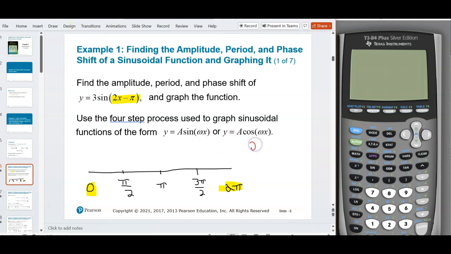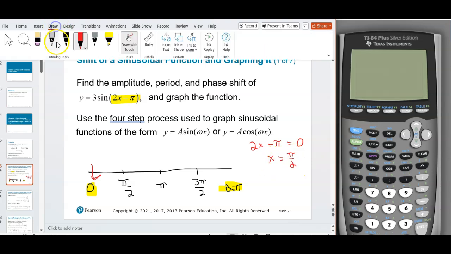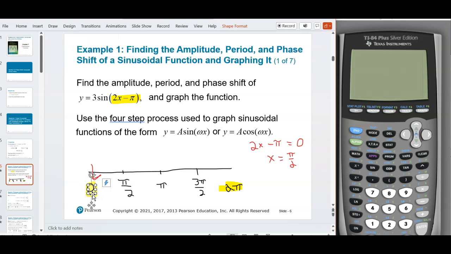So if I set 2x minus pi equal to 0, and that's this 0 right here, and just do the math, move the pi over, divide by 2, I'd have x equals pi over 2. So what that means is this starting point is now, instead of being here, shifted over here to pi over 2. That's our phase shift. It went to the right, pi over 2 units.